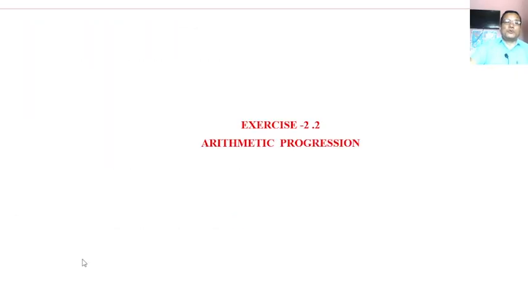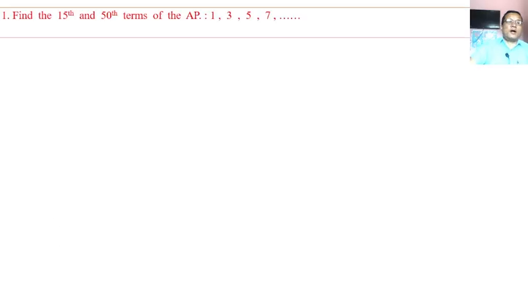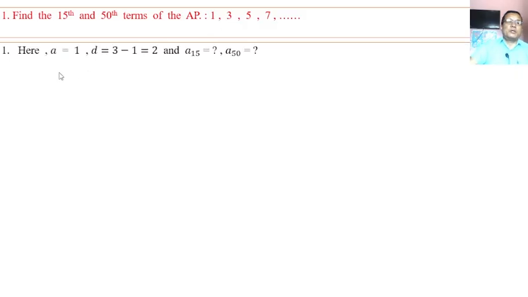Exercise 2.2, Arithmetic Progression. Find the 15th and 50th terms of the AP 1, 3, 5, 7. Here the first term A is 1 and the common difference D is 3 minus 1, that is 2. We have to find a15 and a50.